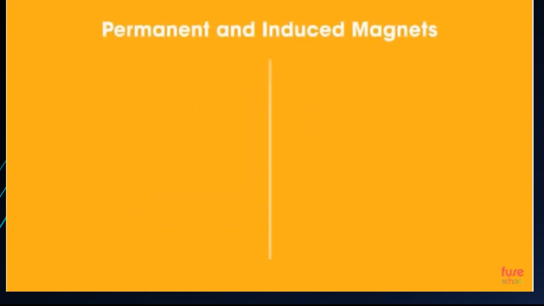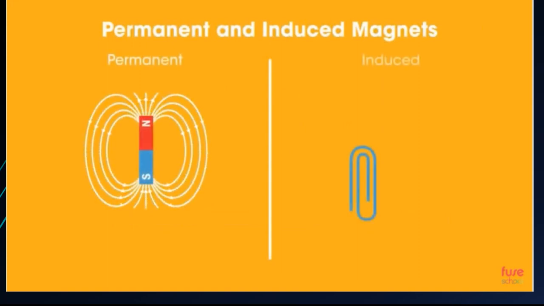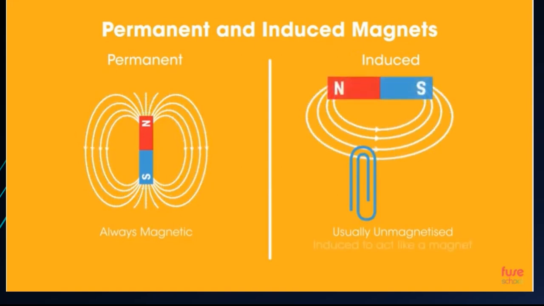There are two different types of magnets, permanent and induced. Permanent magnets are always magnetic, meaning that their magnetism can't be turned off. Whereas induced magnets aren't always magnets, they are unmagnetized most of the time. But when placed inside another magnet's magnetic field, it acts like a magnet and attracts.